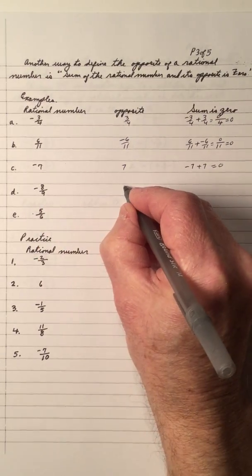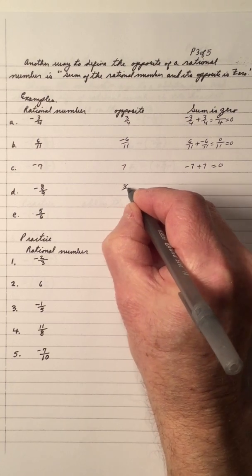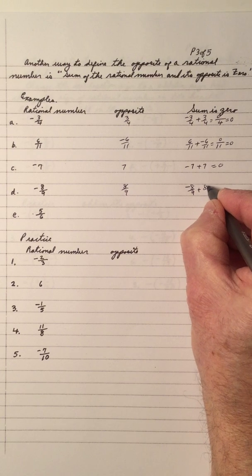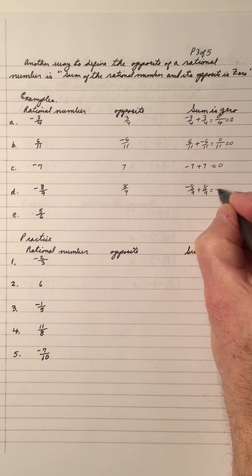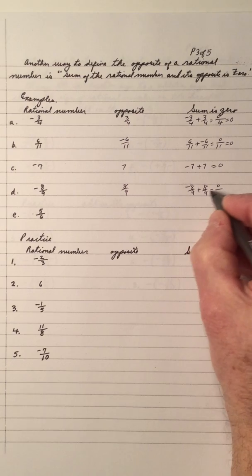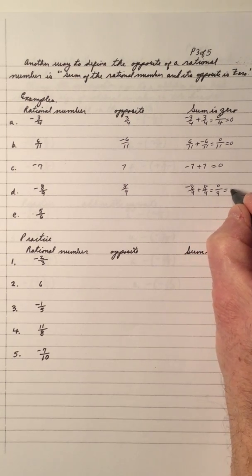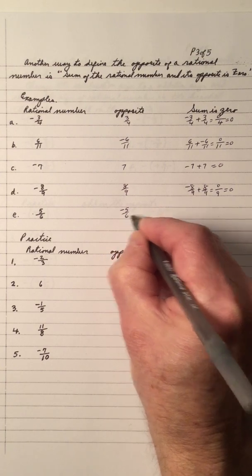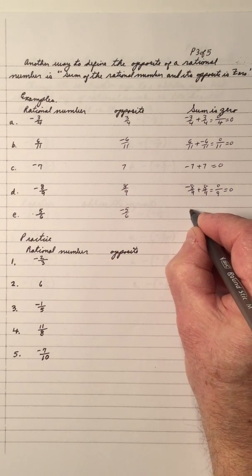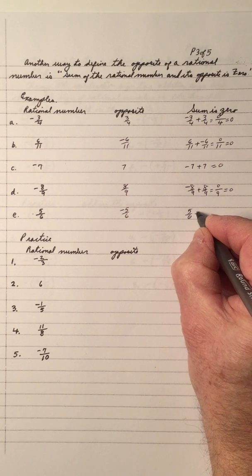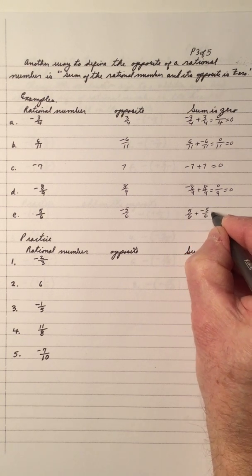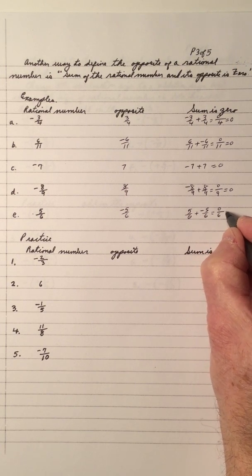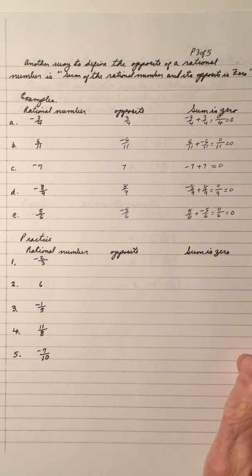The opposite of negative 8 over 9 is 8 over 9. So you get negative 8 over 9 plus 8 over 9. And you add your numerators, you get 0. Keep your denominators, 0 over 9 is 0. 5 over 6, opposite is negative 5 over 6. And when you add 5 over 6 and negative 5 over 6, you add your numerators, you get 0. Keep your denominator of 6, so 0 over 6 is 0.